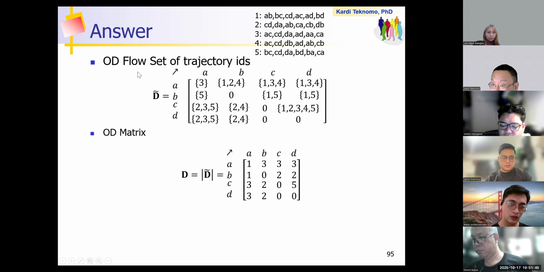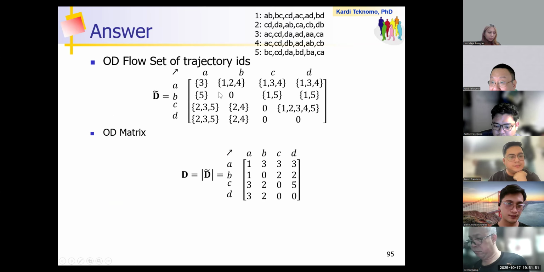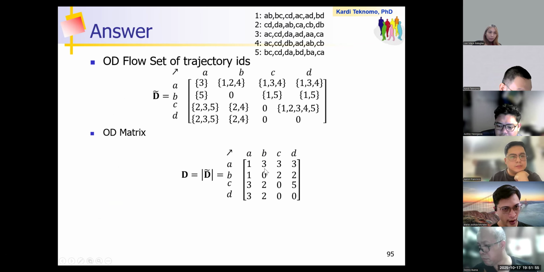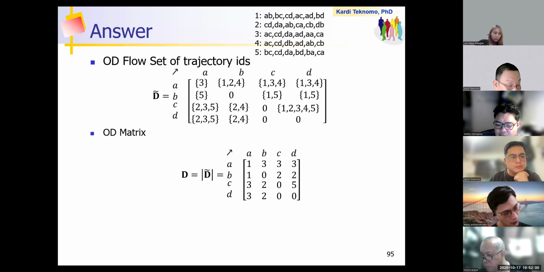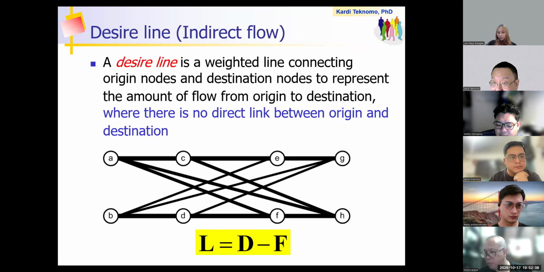So you can get this OD set, and then you count the number of elements, and you will get the OD matrix. This is the generalized OD matrix, in which if you put only the sink and source basin, you will get the usual traditional OD matrix. From there you can also get the indirect flow. L is just the OD matrix minus the flow matrix.